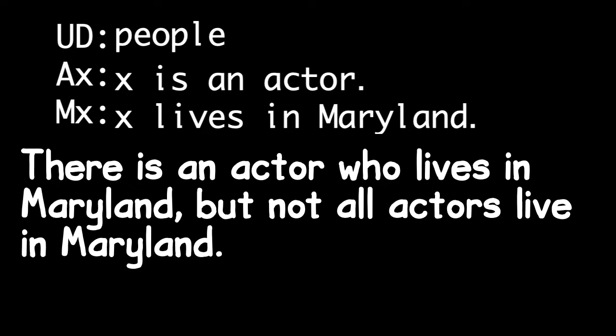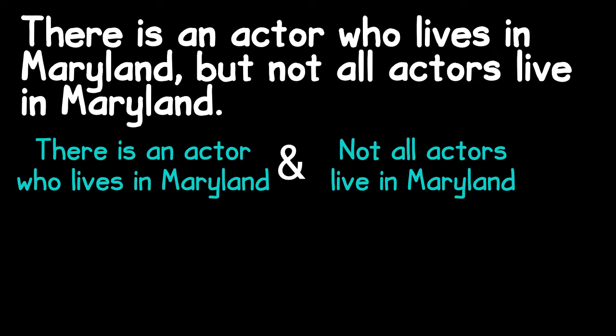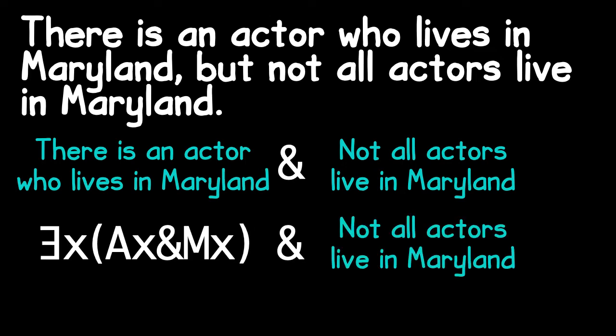This sentence has the familiar "this but that" pattern that we saw a lot in SL. And we know we can translate that with a conjunction, an and. So we want to say there's an actor who lives in Maryland, and not all actors live in Maryland. Looking at the left-hand side of that, it's a pattern we've become familiar with in QL. Some A's are M's. We translate that as exists x, Ax and Mx. The right-hand side, not all actors live in Maryland, is also a pattern we've seen before.